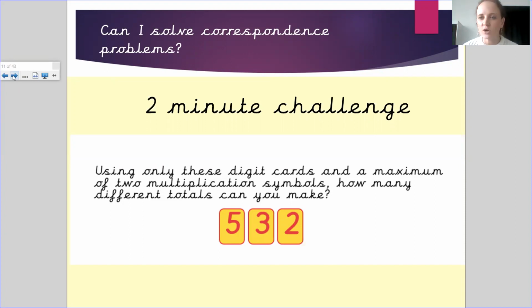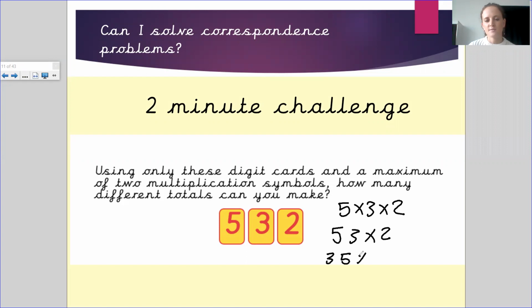Using only these digit cards and a maximum of 2 multiplication symbols, how many different totals can you make? I'm going to give you an example. Let me get my pen. So you can only use a maximum of 2 multiplication symbols. So I could do 5 times 3 times 2. I could do 53 times 2. I could do 35 times 2. How many different totals can you make?